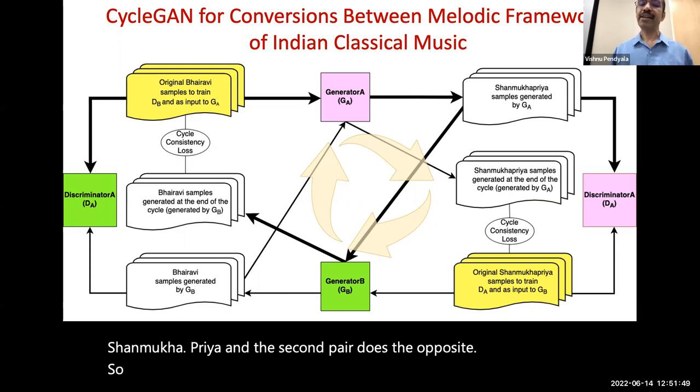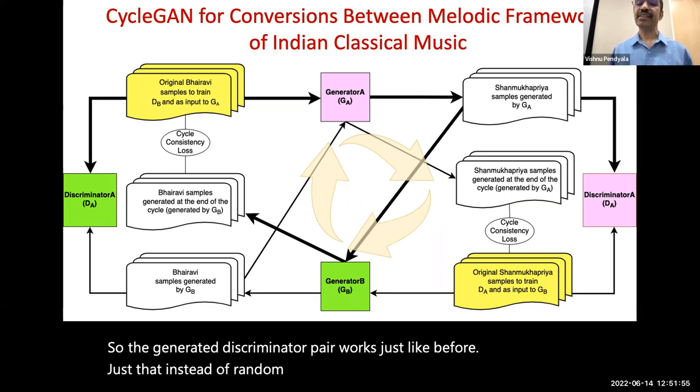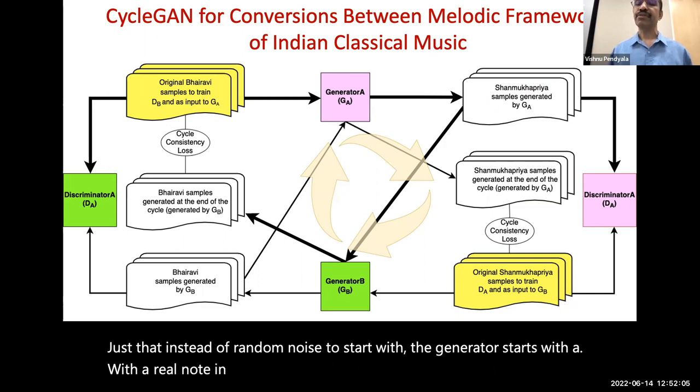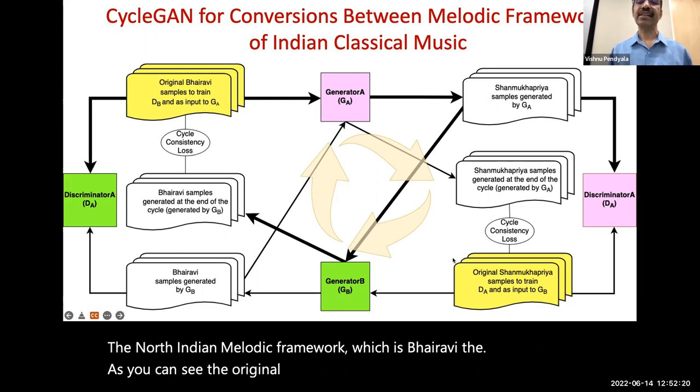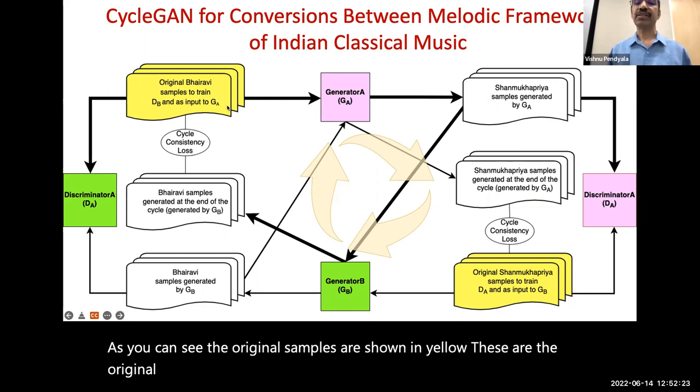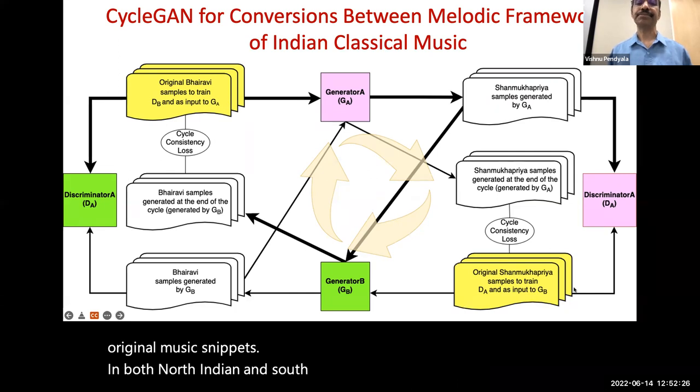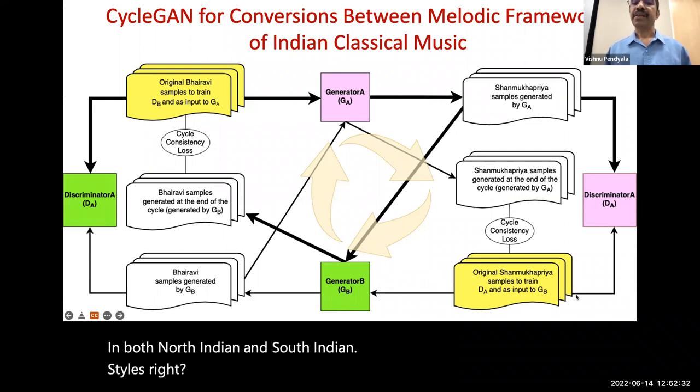The generator-discriminator pair works just like before, just that instead of random noise to start with, the generator starts with a real note, a musical note. So we input original music notes in the North Indian melodic framework, which is Bhairavi. As you can see, the original samples are shown in yellow. These are the original music snippets in both North Indian and South Indian styles, right?